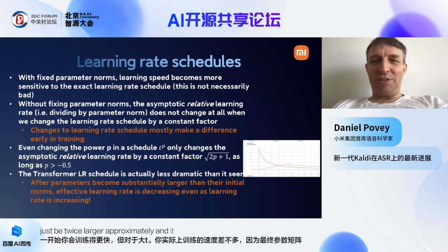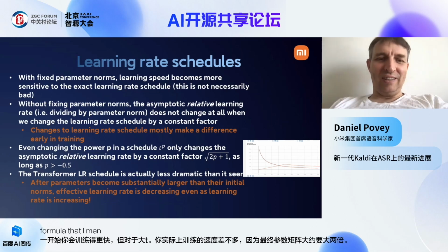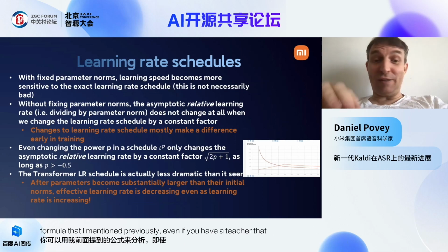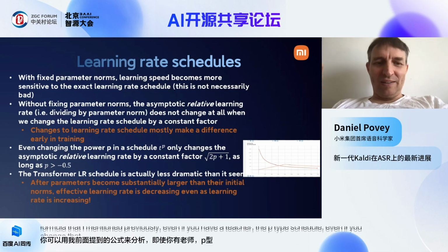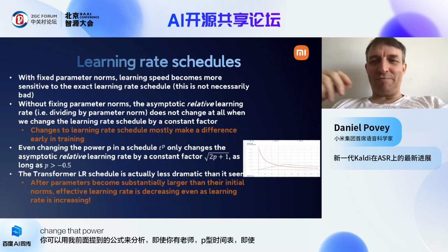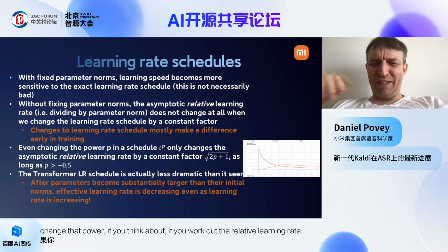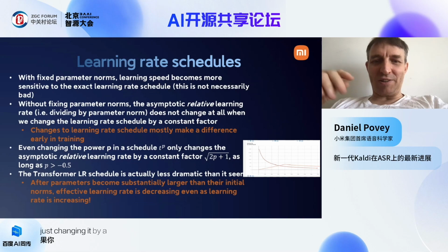And it turns out you can do some analysis on this using the formula that I mentioned previously. Even if you have a T to the P type schedule, even if you change that power, if you work out the relative learning rate, in theory, you're really just changing it by a constant factor for large T.